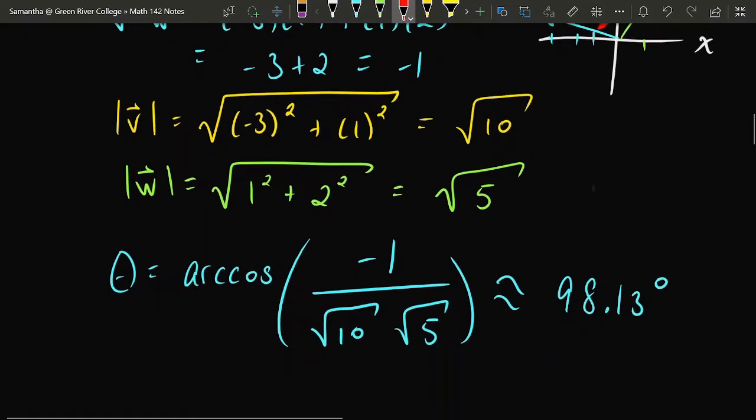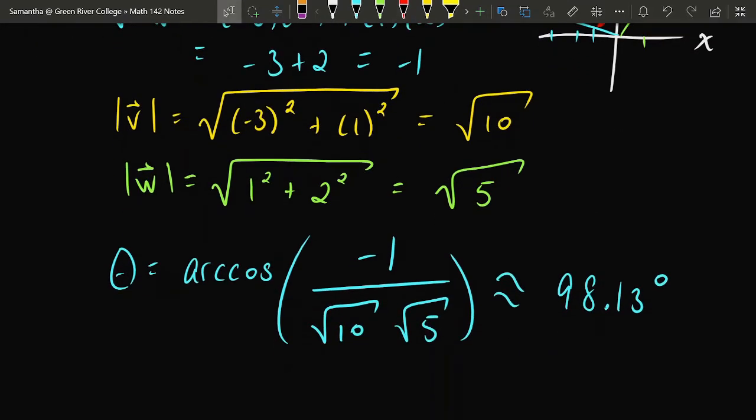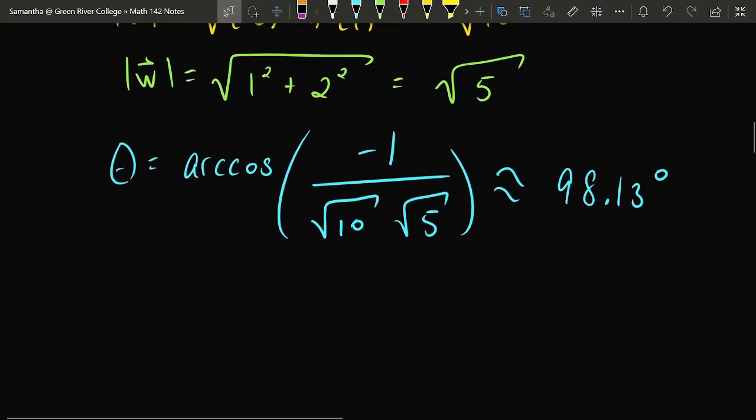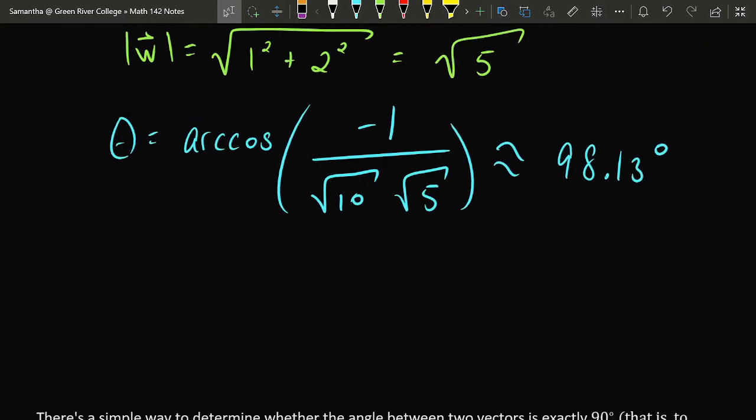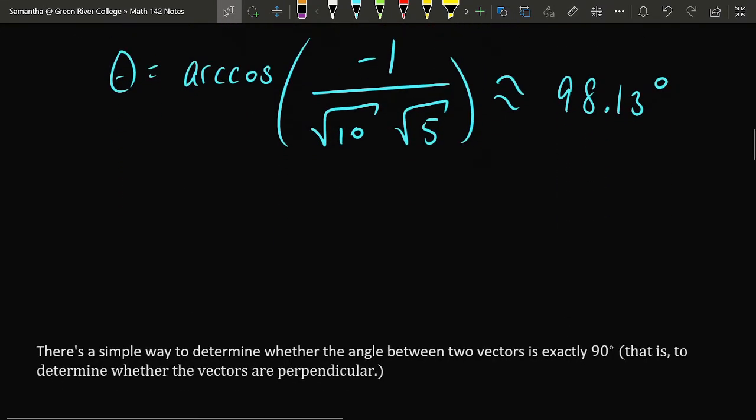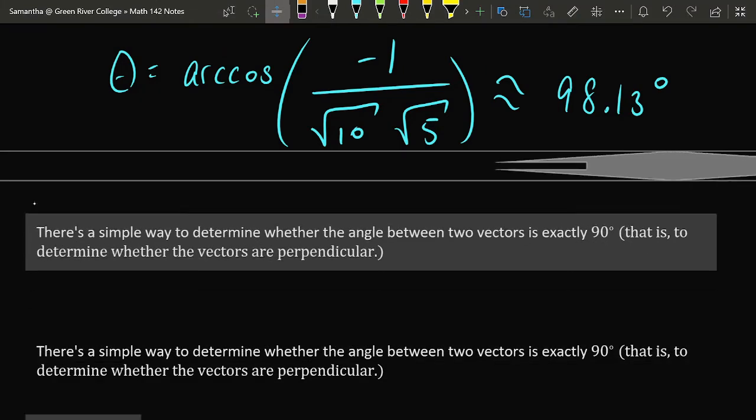Notice that because the formula that we're using contains an inverse cosine, it is completely possible for us to get angles which are larger than 90 degrees. That's one of the real benefits of working with inverse cosine, is that it can produce obtuse angles.